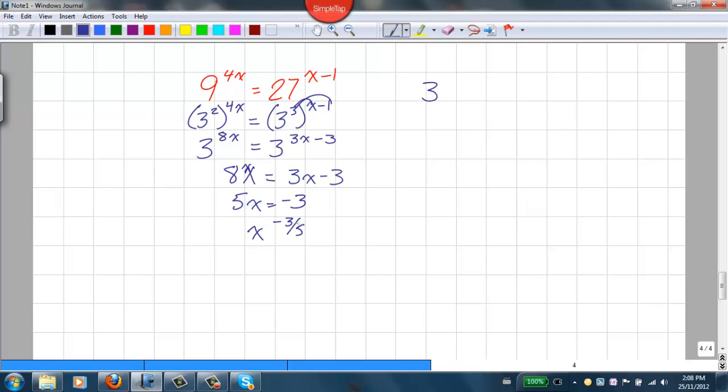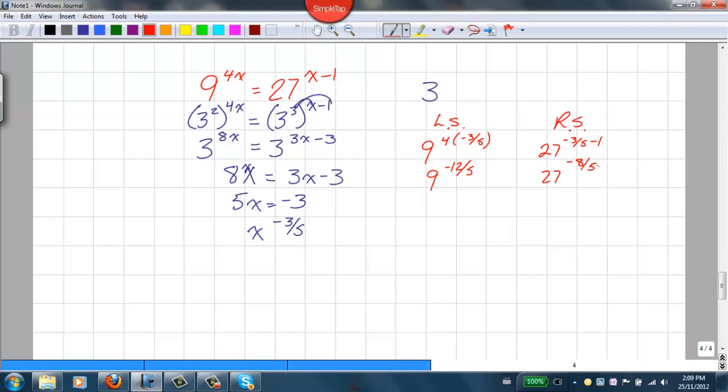On our left side, we've got 9 to the 4x, but the x has been replaced with negative 3/5. So that leaves us with 9 to the negative 12/5. On the right-hand side, we've got 27 to the negative 3/5 minus 1. That means 27 to the negative 8/5.